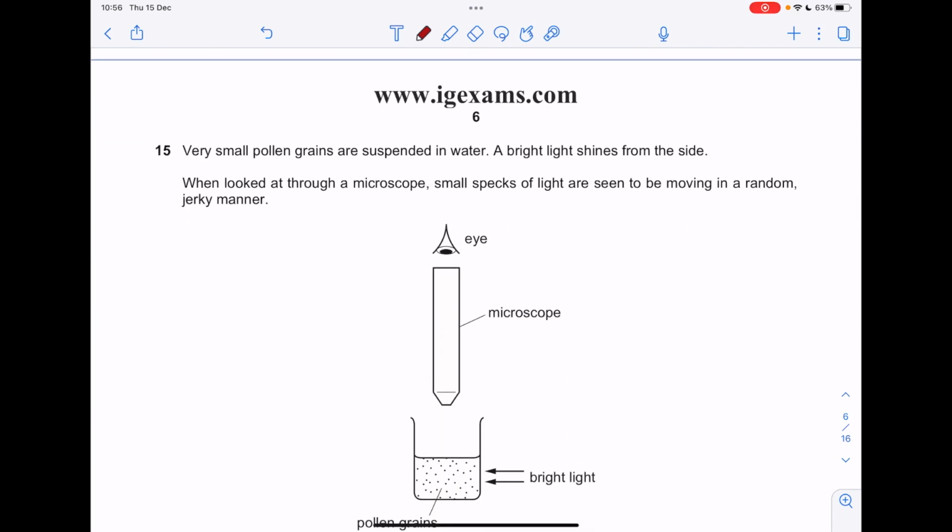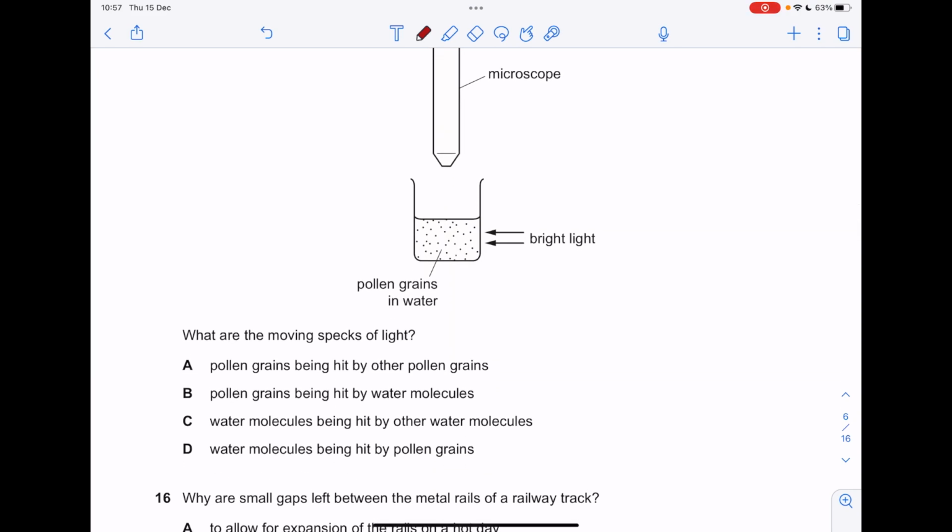Very small pollen grains are suspended in water. A bright light shines from the side. When looked at through a microscope, small specks of light are seen to be moving in a random jerky manner. What are the moving specks of light? Remember, this is a representation of Brownian motion. It's actually due to the pollen grains being hit by water molecules, which are exerting a tiny force to help move them.